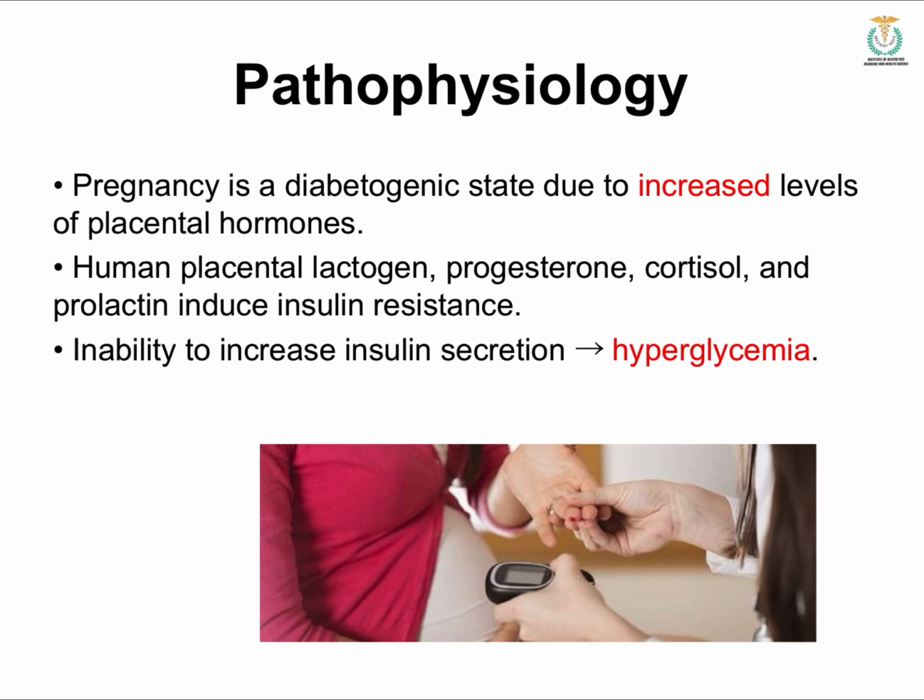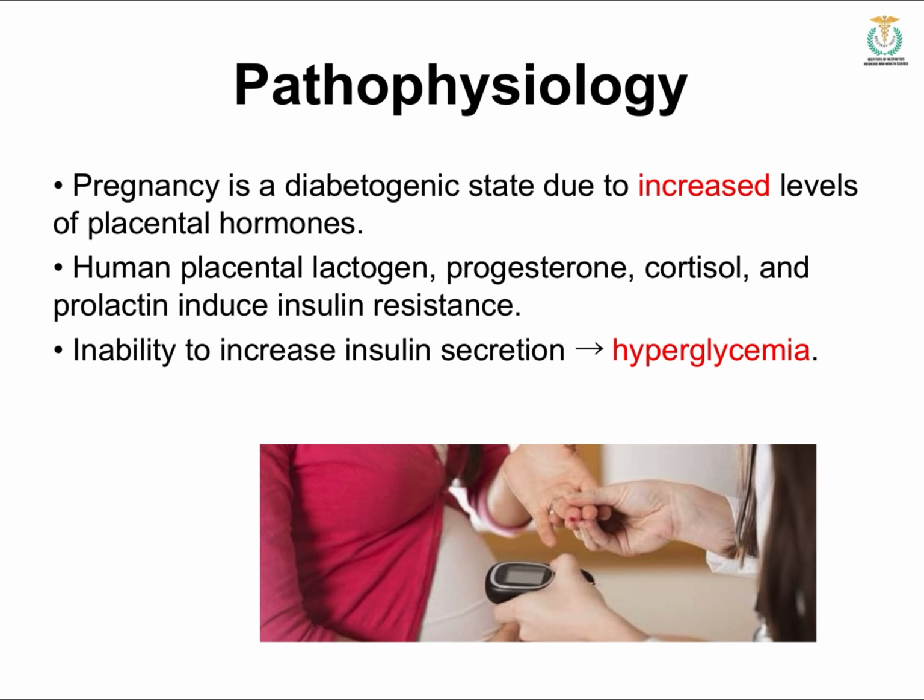Next, let's see the pathophysiology. Pregnancy is called a diabetogenic state. Why? Because hormones from the placenta like human placental lactogen, progesterone, cortisol and prolactin act as insulin antagonists. So they make the body resistant to insulin.